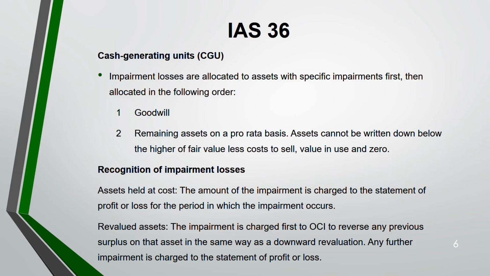To know more about downward revaluation, you can watch my IAS 16. In the same revision series, under the revision series itself, you have to go to IAS 16. There I've explained how downward revaluation works. First, against OCI, if you have to reverse any surplus, then balance from the statement of profit and loss.